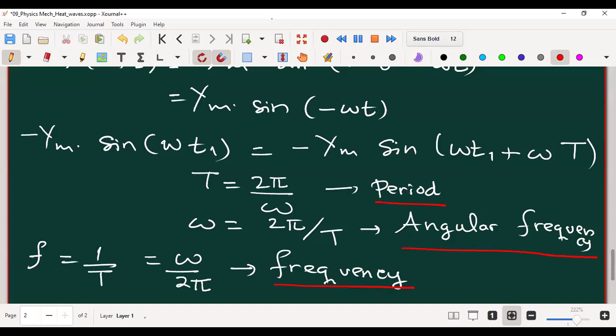So the definition of period is the time needed to make one wave. And then frequency is how many waves in 1 second. And angular frequency is omega. This is 2π divided by T. 2π means one period of wave.